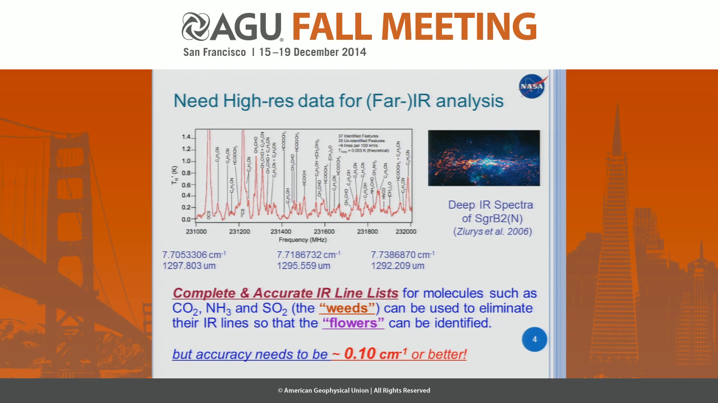In order to fully understand the spectrum you really need complete and accurate infrared line lists, especially for those molecules. SO₂ is a class 2 weed in Herschel data analysis. We need their line list so that we can eliminate their infrared contributions so the flowers can be identified. But usually, if you want your line list to be useful, you should have your line list accuracy to be at least 0.1 wave number or better.